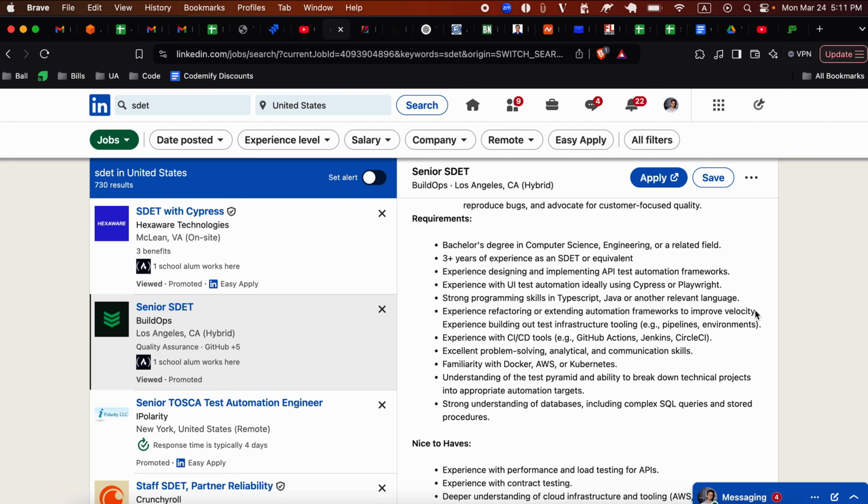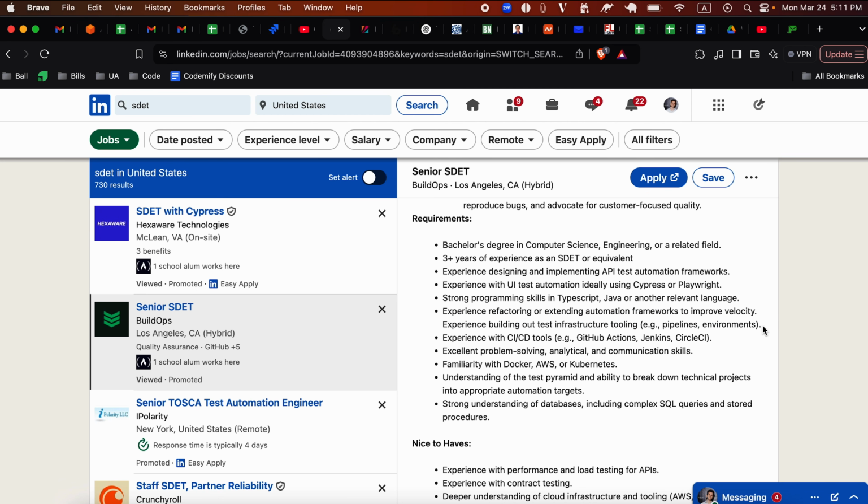be able to do this exact wording. Experience refactoring or extending your test automation framework to improve velocity. You did improve or you did extend your test automation framework by implementing Mailosaur. Boom, done deal. There are thousands of different integrations or libraries or frameworks that you can use, but this is one of the simplest examples that I have just shown you.